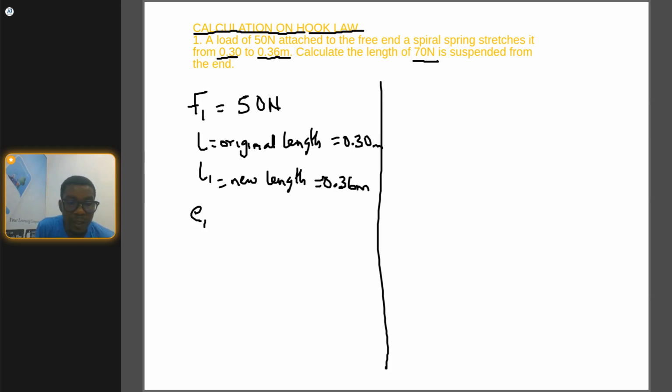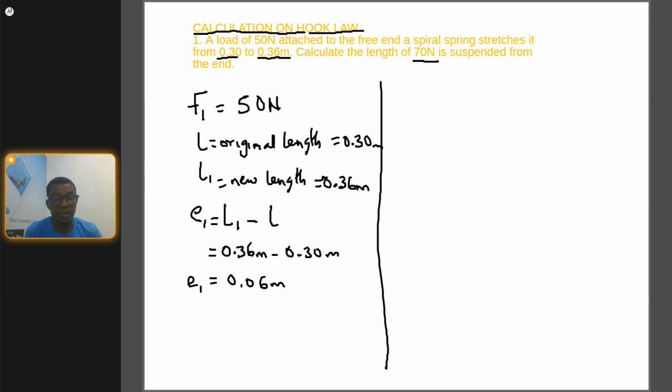We need to get e1, that is the extension, and that's going to be the new length L1 minus the original length L, which is 0.36 meter minus 0.30 meter, and that will give us 0.06 meter. So the extension is 0.06 meter. Now, let's proceed.